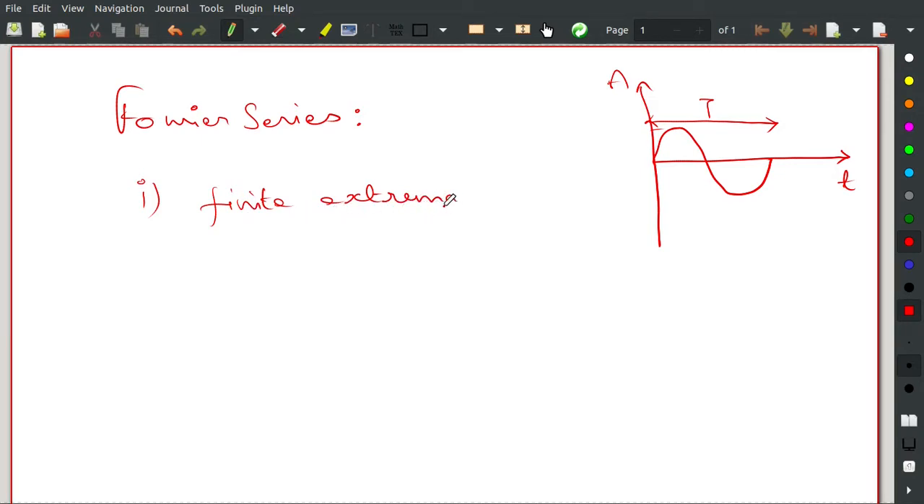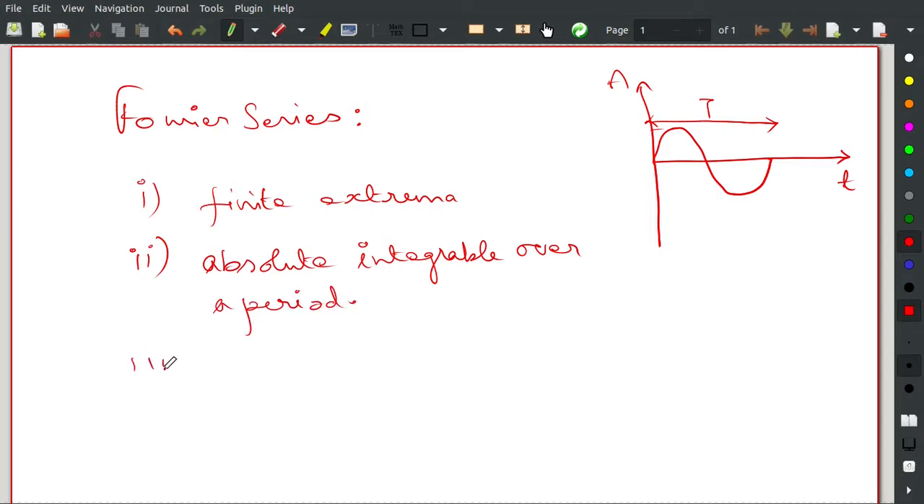It should have finite extrema. The integral over this function between this period should exist. This function should be integrable between this time period. It should be absolutely integrable over a period.